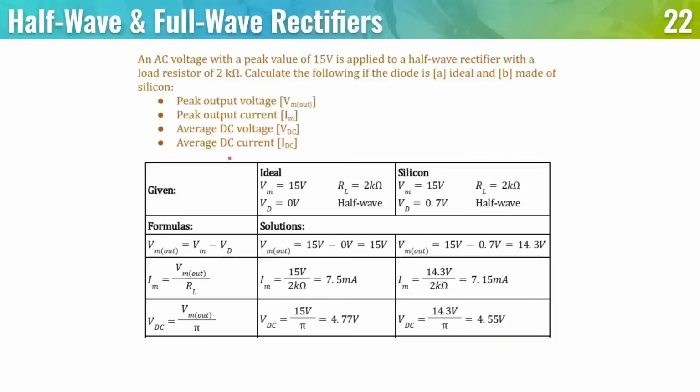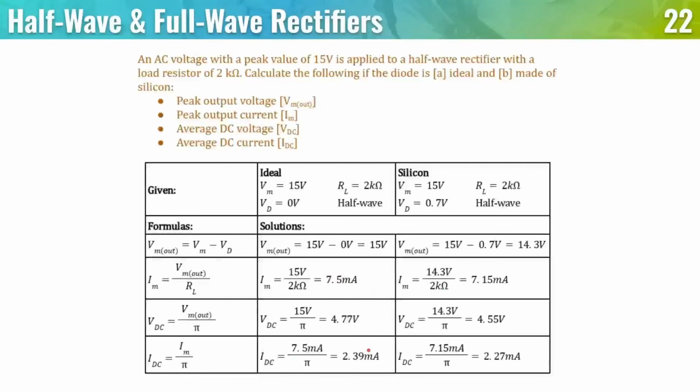Lastly, we compute for the average DC current. The DC current is just going to be this one, also divided by pi. So for the ideal diode, we have 2.39 milliamps. And for the silicon, we have 2.27 milliamps.